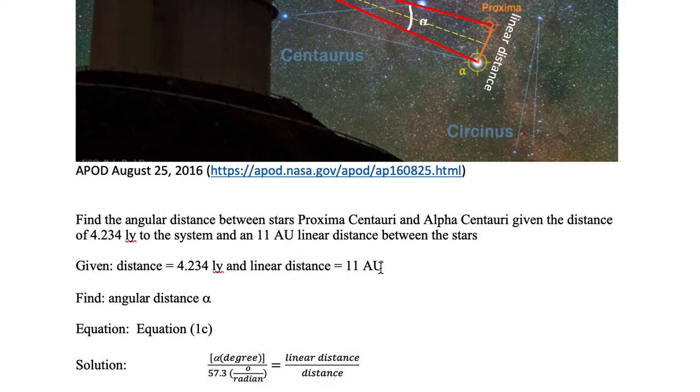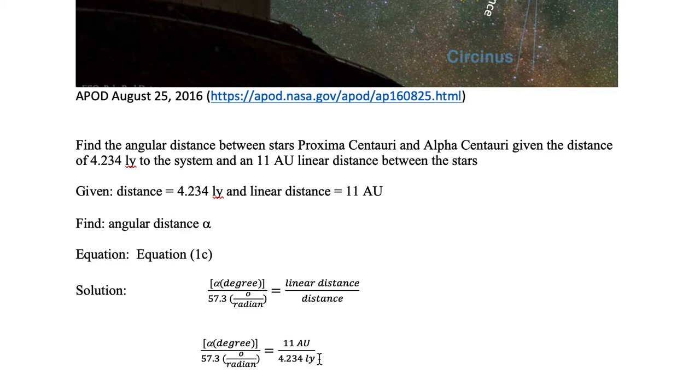Now we are given the linear distance and we are given the distance. So we can go ahead and substitute these two in to the right-hand side of this equation. So here we kept the left-hand side the same. Alpha in terms of degrees, that's our angular separation. 57.3 degree per radian is our conversion, and that is equal to 11 AU, which is the linear distance, divided by the distance of 4.234 light years.